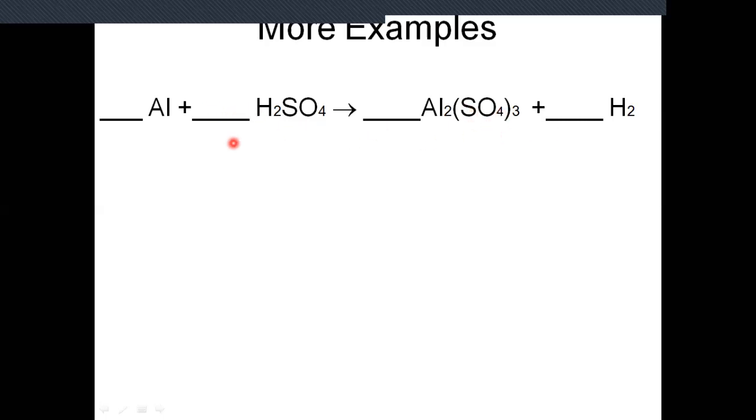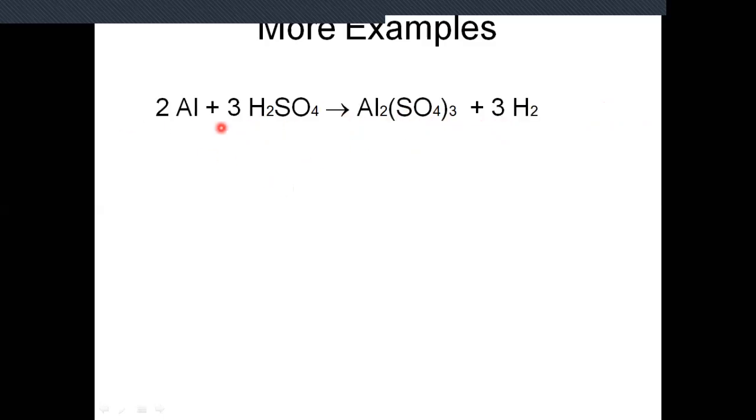And after multiplication, we see that 3 twos are 6, so there are 6 hydrogen atoms. So to balance hydrogen atoms, we need to multiply the hydrogen molecule by 3, and to balance aluminium, we need to multiply aluminium on the reactant side by 2. So this is a balanced chemical equation.